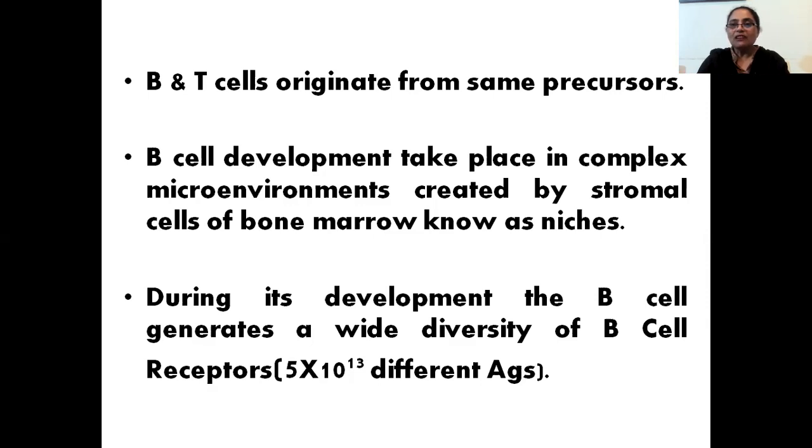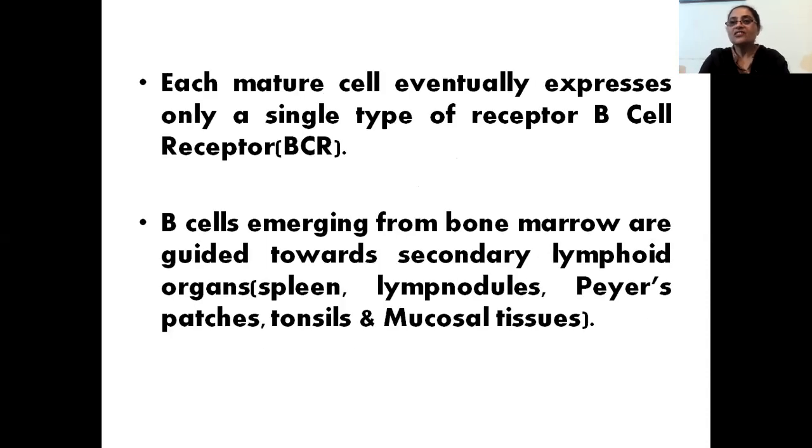So it happens that 5 into 10 raised to power 13 different types of B cell receptors are there, which can receive 5 into 10 raised to power 13 different antigens. These receptors are already present in the B cell. So each mature B cell eventually expresses only a single type of B cell receptor.